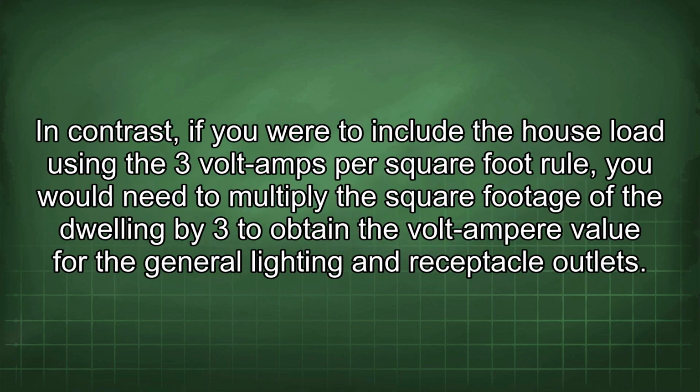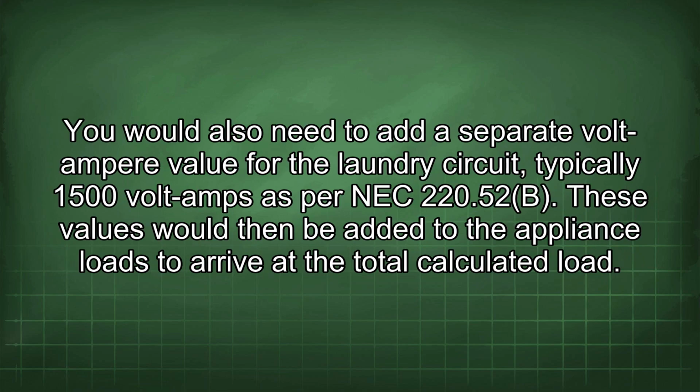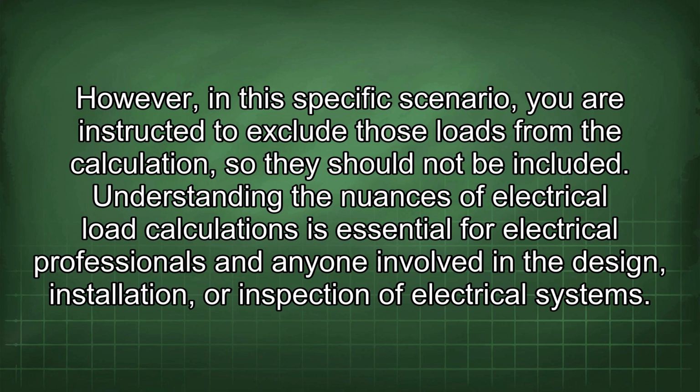In contrast, if you were to include the house load using the 3 volt amps per square foot rule, you would need to multiply the square footage of the dwelling by 3 to obtain the volt ampere value for the general lighting and receptacle outlets. You would also need to add a separate volt ampere value for the laundry circuit, typically 1500 volt amps as per NEC 220.52(B). These values would then be added to the appliance loads to arrive at the total calculated load.